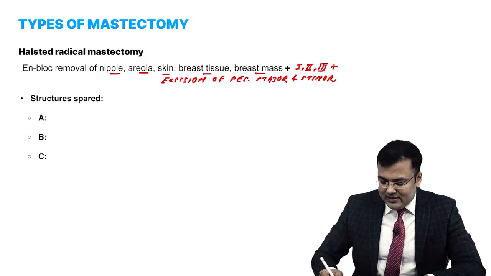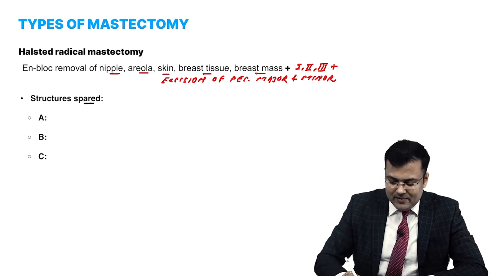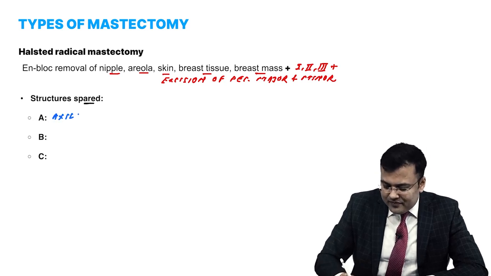Structures paired. That is ABC. So you can see here ABC, it is paired. What is the full form of ABC? Tell me. A means axillary vein.